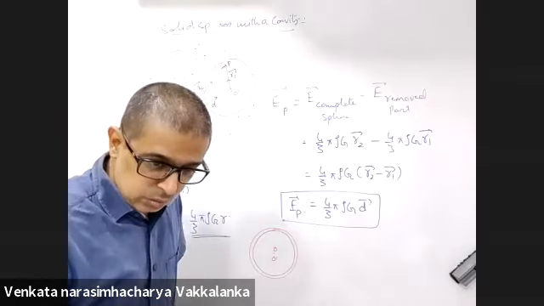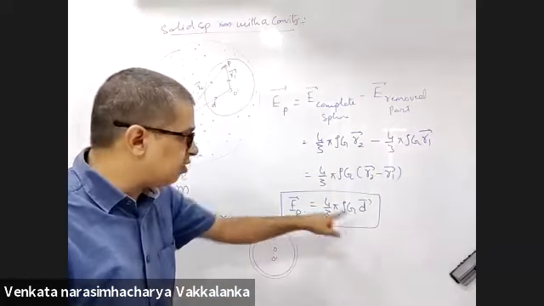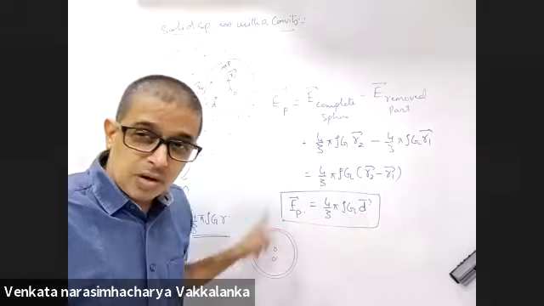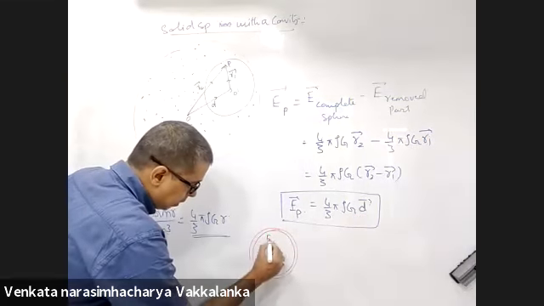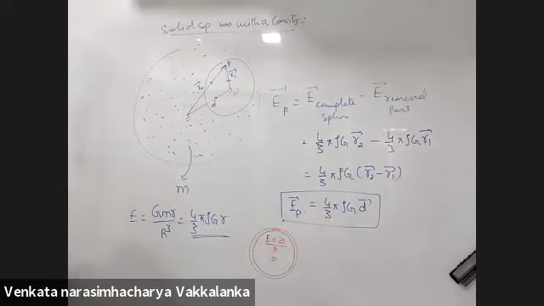Yes or no? Yes, sir. If O dash is at O, what is the value of D? Zero. What will be the field inside? Zero. Is this what you were telling me? Yes, sir. So field inside the cavity of a solid sphere will always be constant, both in magnitude and direction.